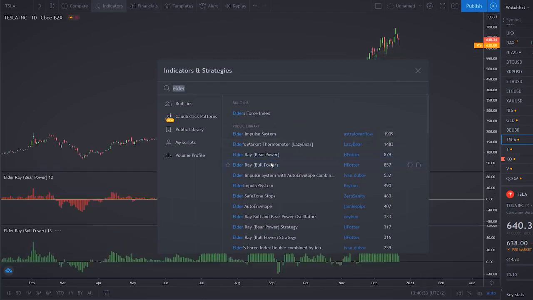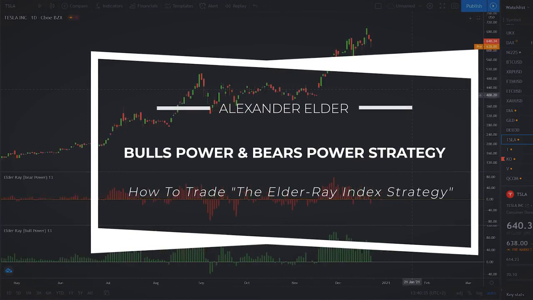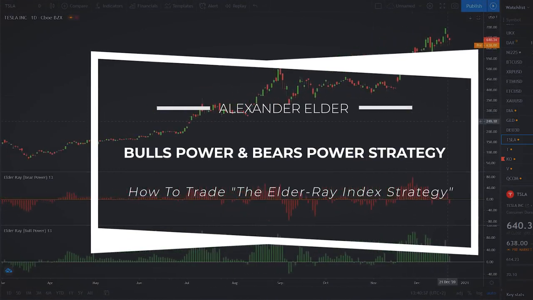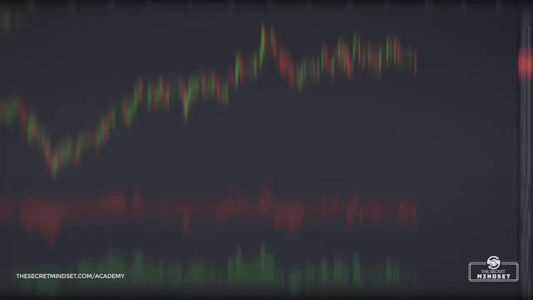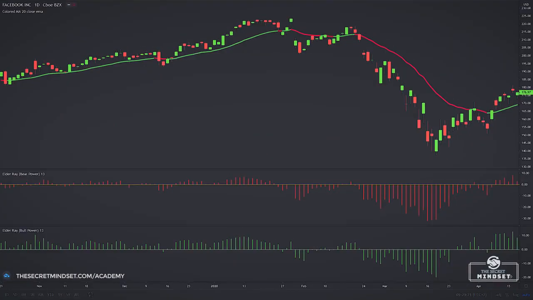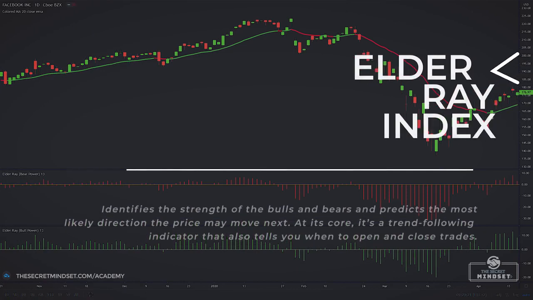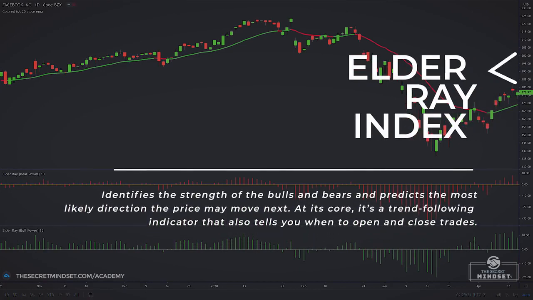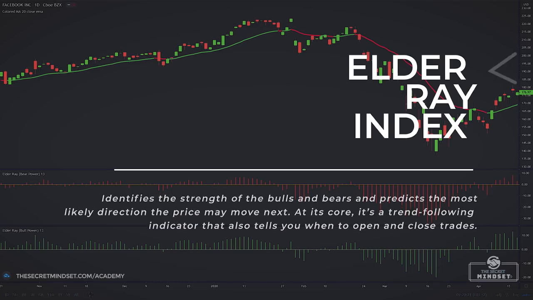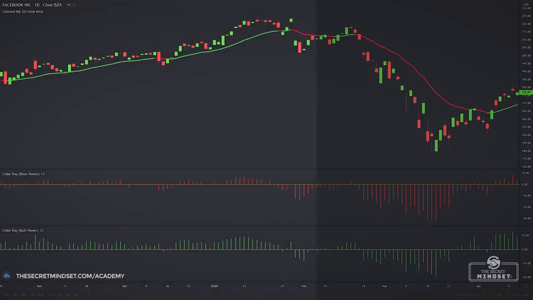The technique was developed by Alexander Elder, and the two indicators involved are called Bull's Power and Bear's Power. The Elder Ray Index is quite easy to use once you understand how to read the various components. With the indicator, you can identify the strength of the bulls and bears and predict the most likely direction the price may move next. At its core, it's a trend following indicator that also tells you when to open and close your trades.